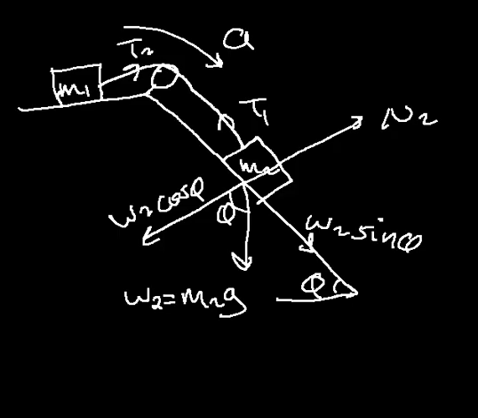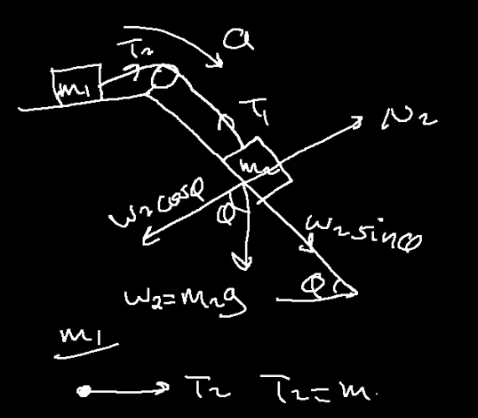So let's start with the analysis of each object separately. Let's start with the object of mass 1. We draw the free body diagram for the object of mass 1. What are the forces acting on it? We only have tension force T2. And according to Newton's second law of motion, it is the force responsible for the acceleration. Therefore, T2 is equal to mass 1 times acceleration. That is equation 1.